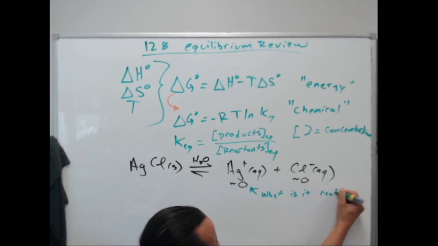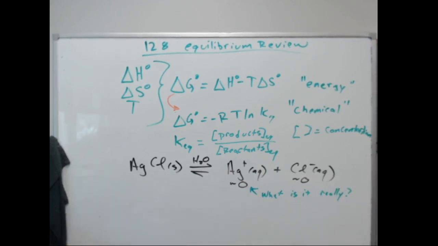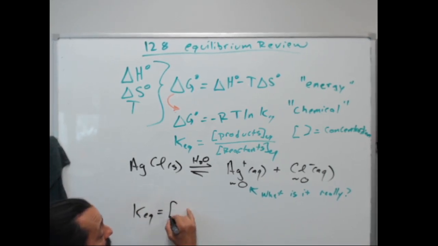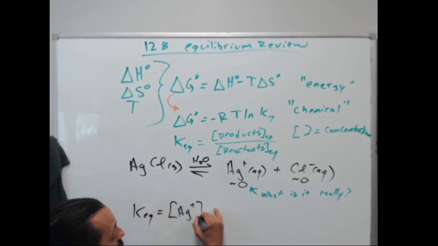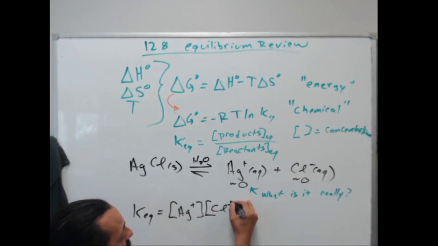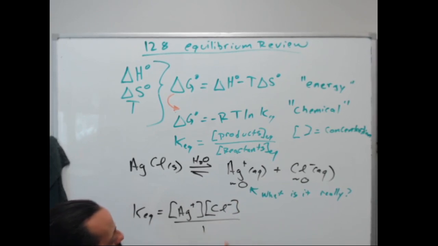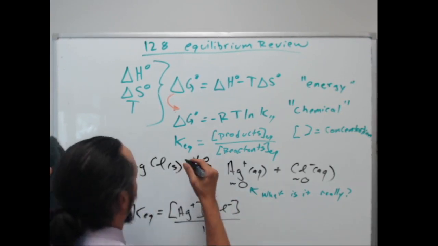So in 127, we just said, hey, it's zero. In 128, we got into this idea of, well, it's approximately 0, but what is it really, taking these energetic considerations into account? We would write this down as some KEQ expression, the Ag plus concentration times the Cl minus concentration, and we wouldn't divide it by anything, right? We wouldn't divide it by the solid. There are two things that we leave out in this situation.